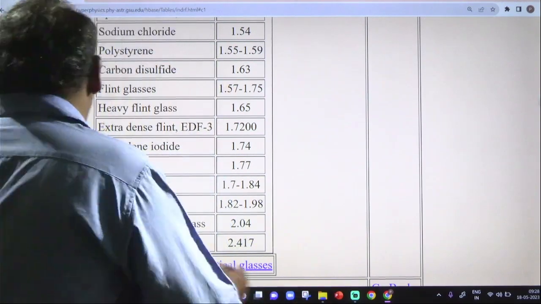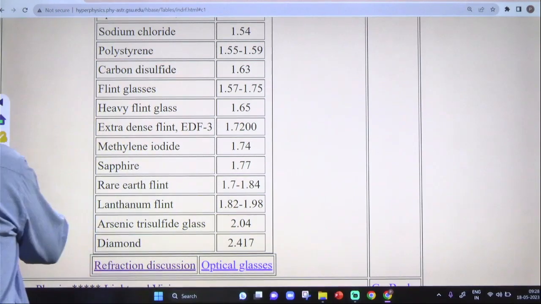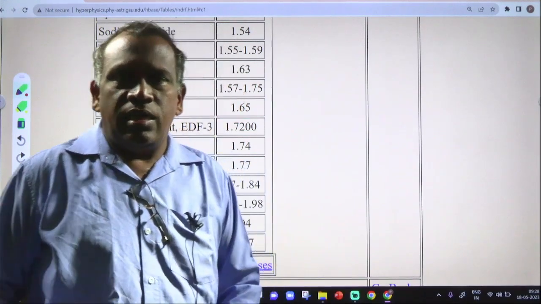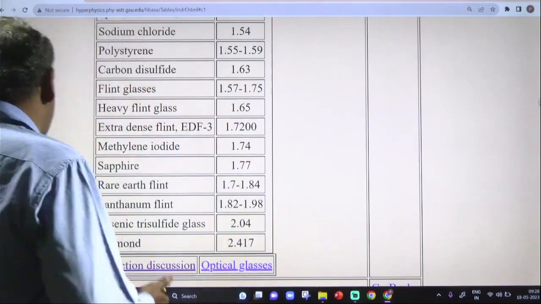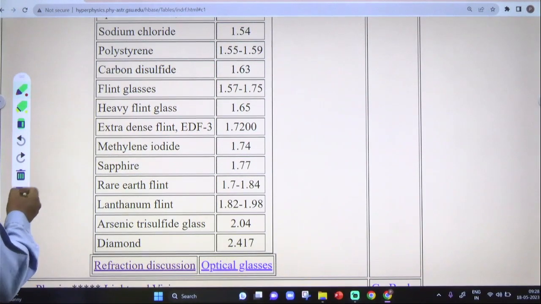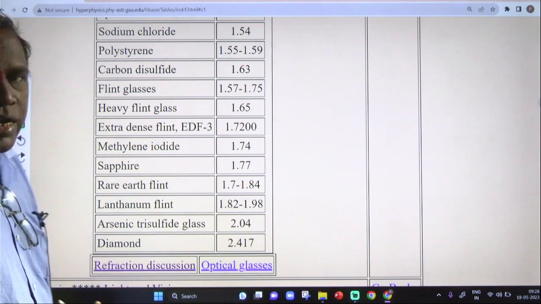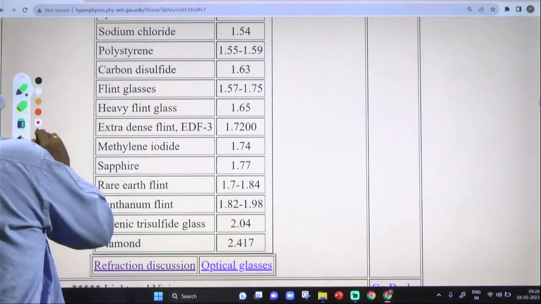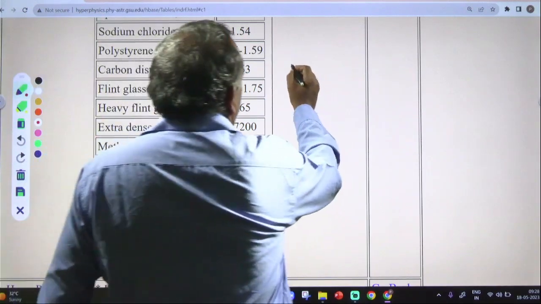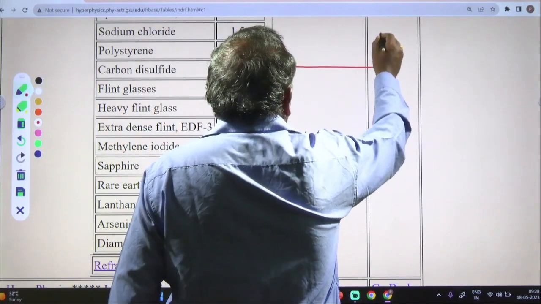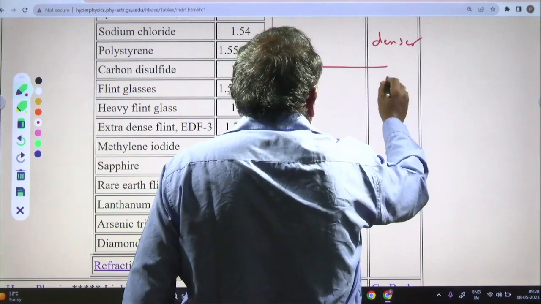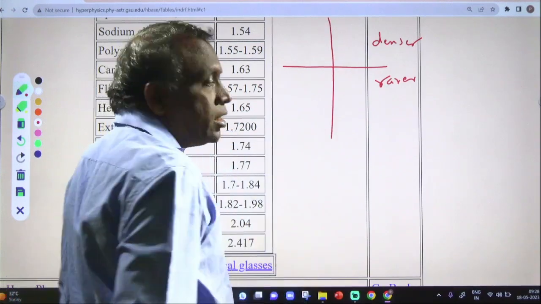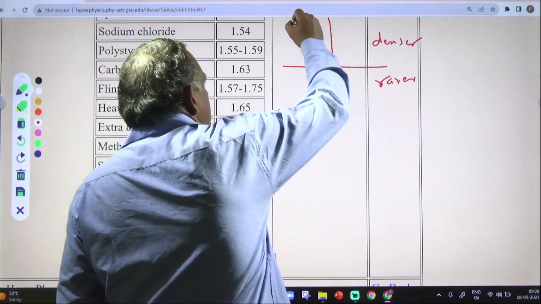For example, where the speed of light is more, that is less refractive index. The less refractive index is the rarer medium. So let us take light traveling from denser to rarer medium. Let us take this as the denser medium and this as the rarer medium, and this is the normal.